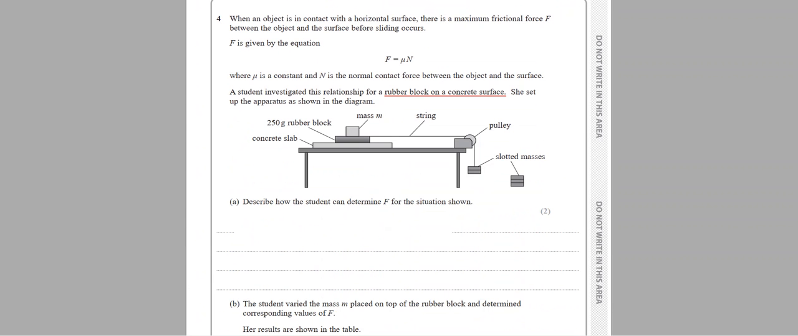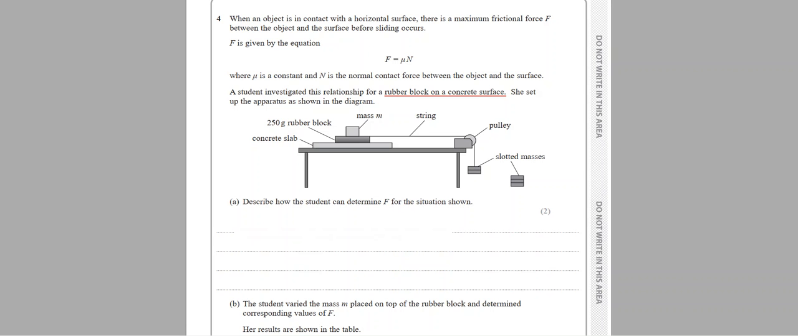Number 4. When an object is in contact with a horizontal surface, there is a maximum frictional force F between the object and the surface before sliding occurs. F is given by the equation F equals mu n. If you have studied mechanics, mu is the coefficient of friction and n is the normal contact force. Mu is a constant, there isn't mention of what exactly this constant is, but it's the coefficient of friction, and n is the normal contact force between the object and the surface. A student investigated this relationship for a rubber block on a concrete surface. She set up the apparatus as shown in the diagram.